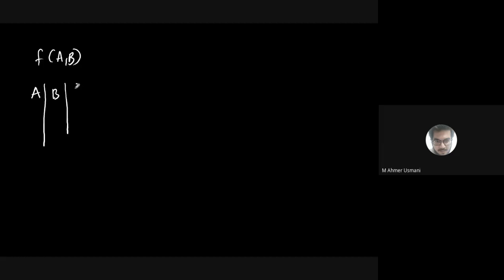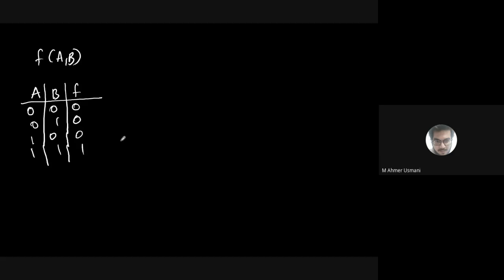If we have two variables, how many possibilities can I have? Four. 0 0, 0 1, 1 0, and 1 1. So we'll have four different possibilities. For four different possibilities, I will have as many outputs, exactly four outputs. So let's take a random output: 0, 0, 0, 1. I'll have exactly one as the output.